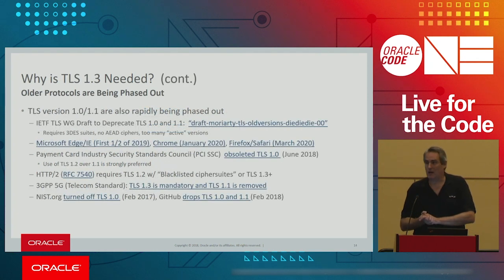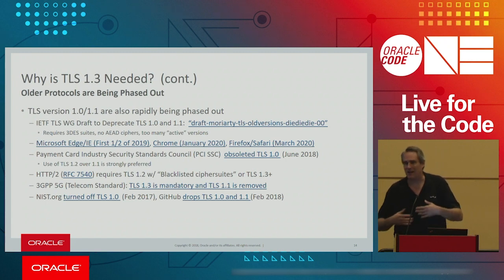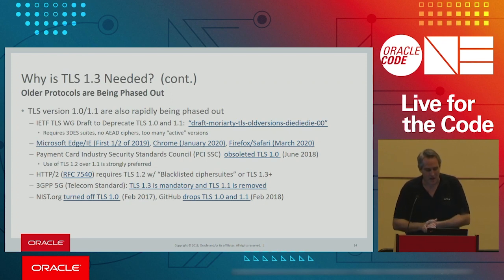Also, TLS 1.1 and 1.0 are being rapidly phased out. There's now an internet draft out, the name of it is draft-moriarty-tls-oldversions-diediedie. That gives you an idea of what the community would like to do with these older versions. So the community is starting to really work on phasing out TLS 1.0 and 1.1. Microsoft has announced that they're going to be phasing it out in the first half of 2019 from their browsers, from Edge and Internet Explorer. Chrome is targeting January 2020, Firefox and Safari March 2020. Some other folks that are getting rid of TLS 1.0 and 1.1 include the payment card industry. There was a big thing back in June where everyone jumped off of TLS 1.1 and 1.0, and at least my bank was saying you can't use these browsers anymore.